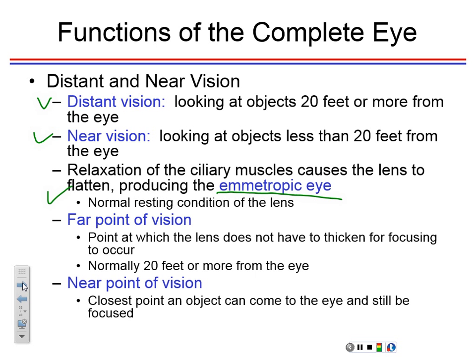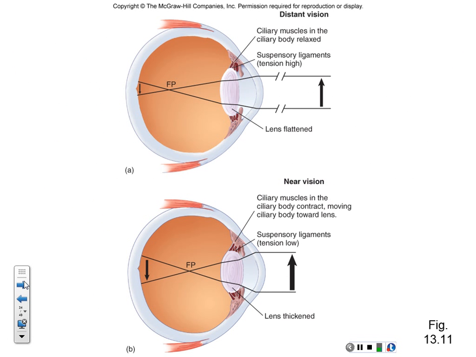All right? At the far point of vision, the lens does not have to thicken, which is 20 feet for the average human being, right? But when it's near, that's when you have to start accommodating. That's when you have to start constricting your eyes, increasing the curvature of your lens and so forth. All right? And the near point of vision, we're going to talk about on this. All right?